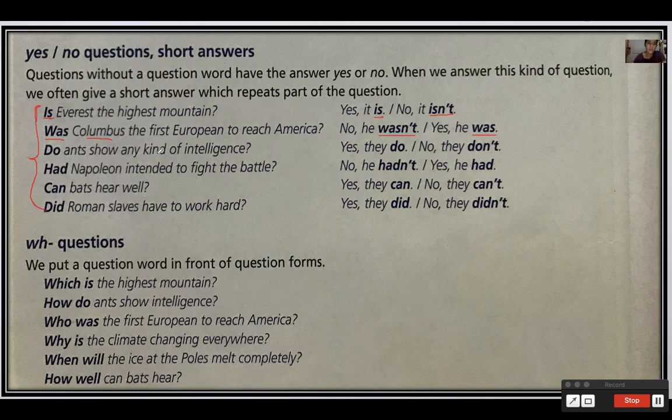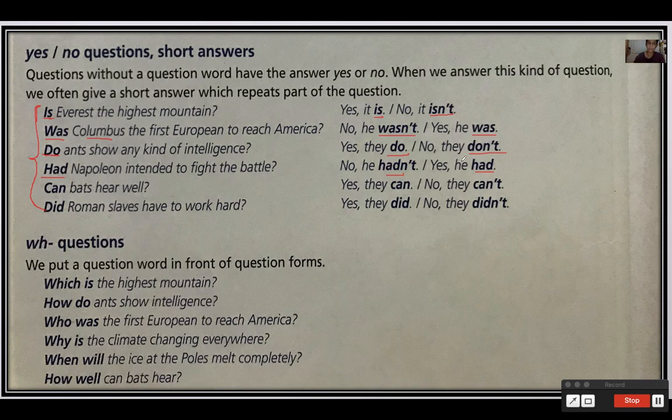Then we have, do ants show any kind of intelligence? Yes, they do. No, they don't. Okay? Do, don't. Had Napoleon intended to fight the battle? We are using had, so we have to answer the question with hadn't in the negative, or had. No, he hadn't.